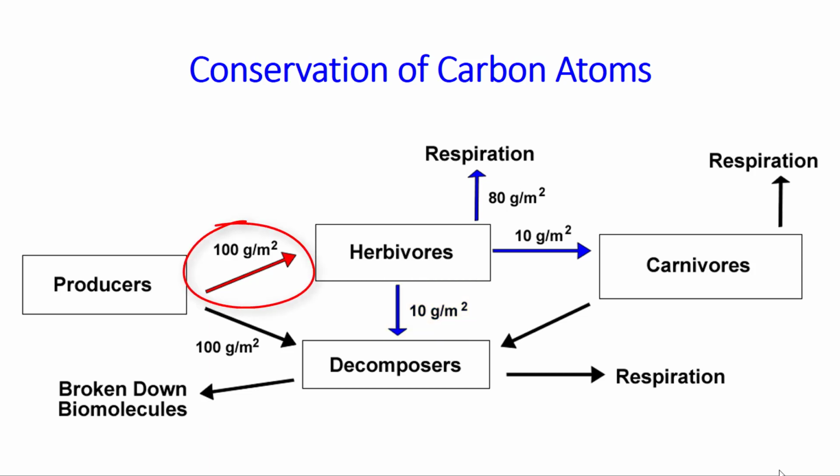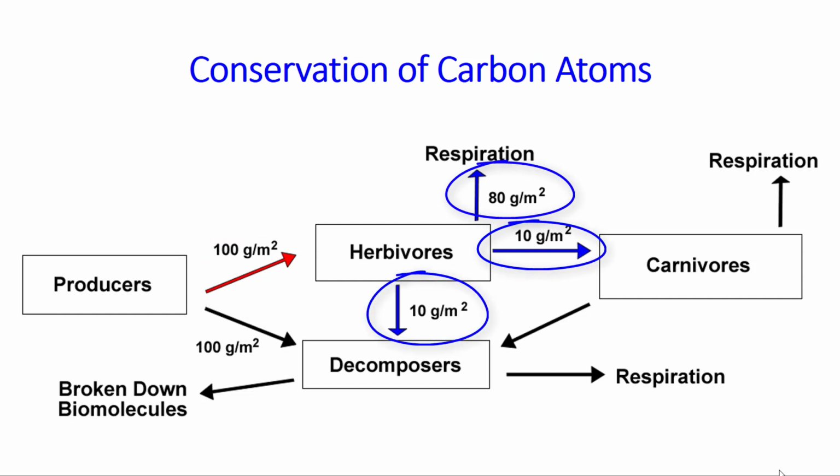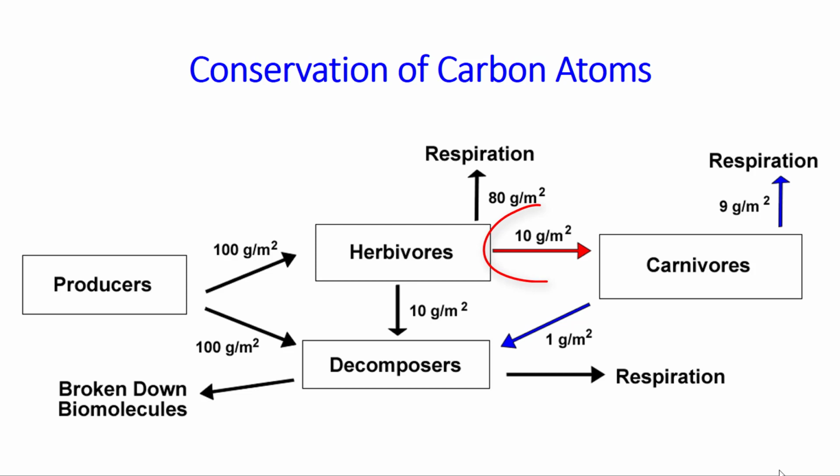So in my red arrow, 100 goes into the herbivores, and then 100 has to leave the herbivores. Now those are the blue arrows. Once again, the same idea for carnivores. 10 goes into the carnivores, so 9 leaves in cellular respiration, and 1 gets transferred over to the decomposers.